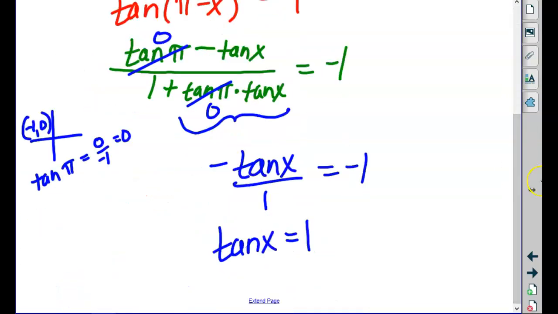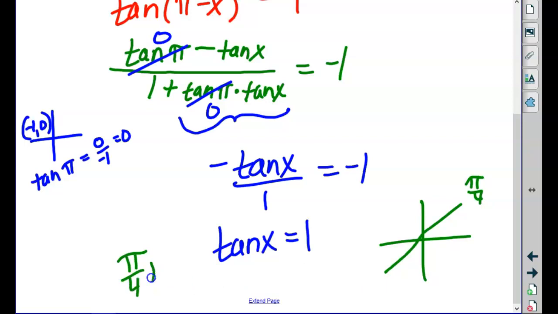But where is the tangent 1 on the unit circle? Yes, at pi over 4 and... Nice. If you put the y over the x, it happens at pi over 4 and 5 pi over 4. Well, actually, because we noticed the shortcut, it wasn't as bad as it could have been, by far. All right.